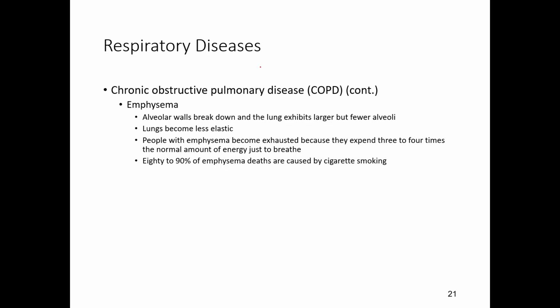So people with emphysema become exhausted because they have to keep contracting those intercostal and diaphragm muscles more often just to try to get the normal amount of oxygen in. A lot of emphysema is caused by cigarette smoking. It causes the breakdown of the lung tissue, but there are cases where somebody never smoked and you can get emphysema without smoking, but it's much, much more common with smokers.